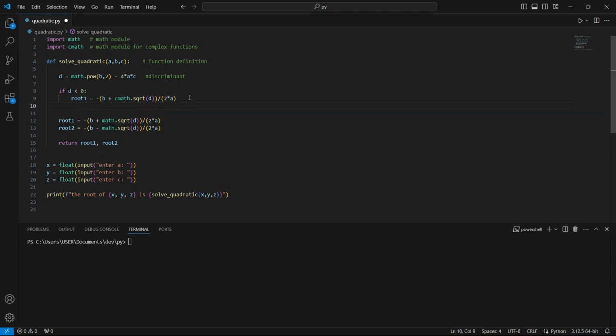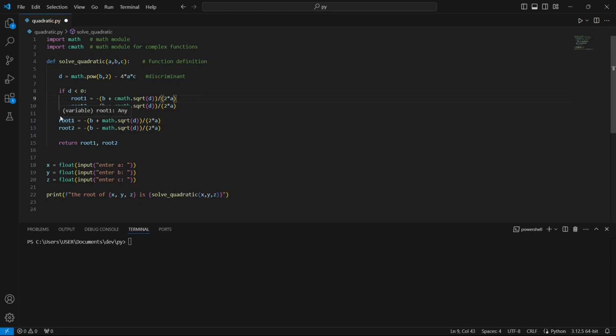Now the next thing is for the second, root 2 equal to minus b plus cmath dot square root then d, divided by 2a.